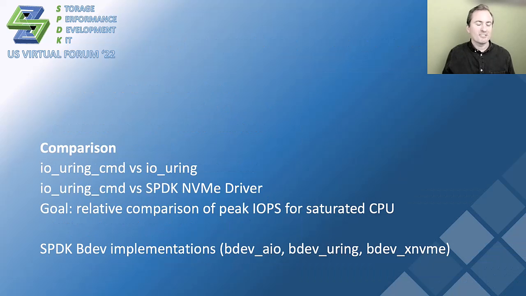Great. So this brings us to the final section on comparison, trying to evaluate our goals of whether our io_uring command matches the efficiency of io_uring, and whether and how far we are with our io_uring command with regards to the SPDK NVMe driver. And we do so in a relative comparison, so don't get too hung up on the absolute numbers. We want to look at a saturated CPU and see how these different solutions perform. We'll also be taking a look at the SPDK BDEV implementations and see how they stack up.